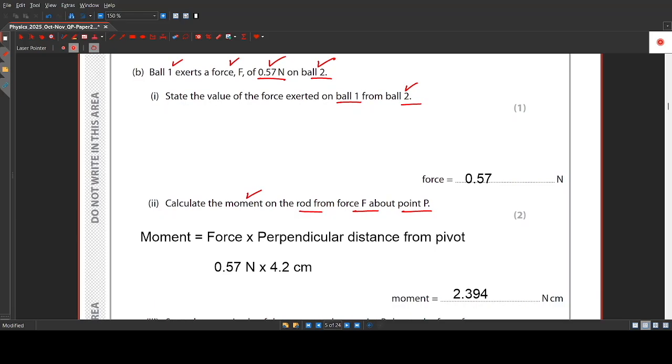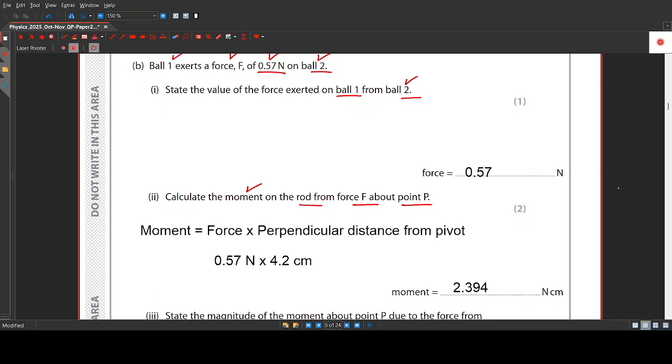Interesting thing over here is that they told us to calculate the moment in terms of Newton centimeter, and hence we didn't have to convert this distance or this length into meters. That means we didn't have to divide it by 100.